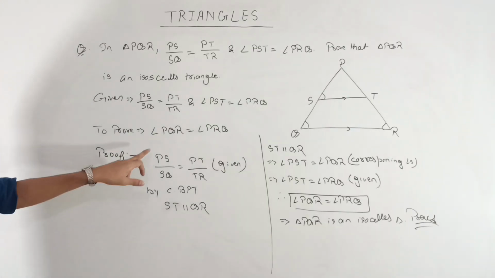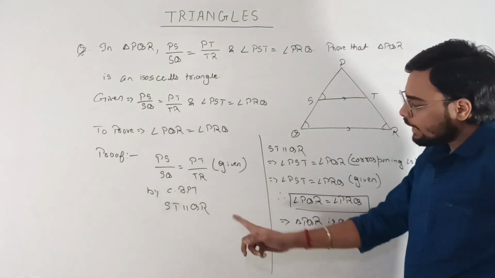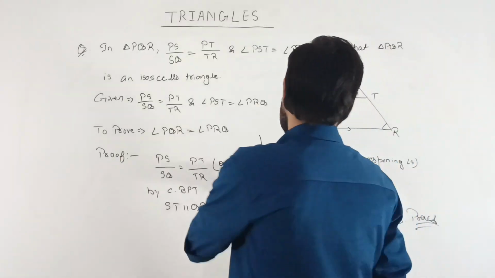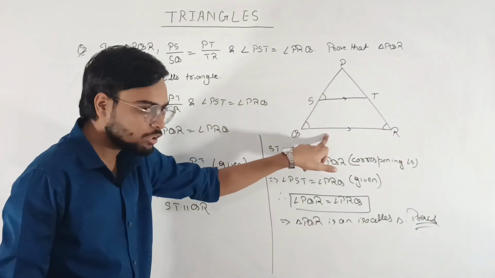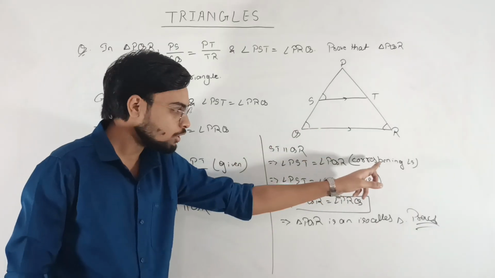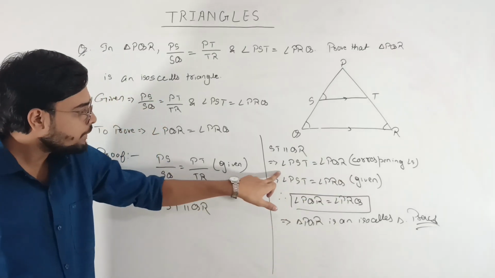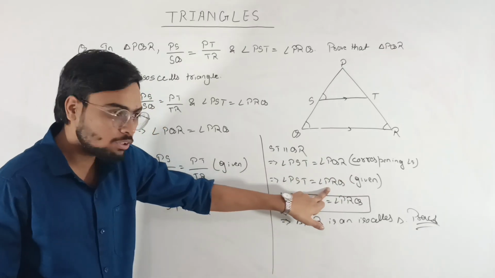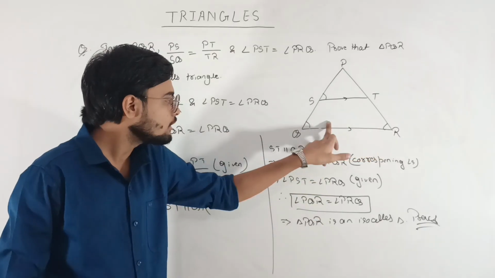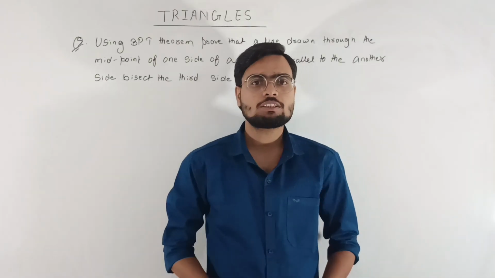So now look, first thing, this one is given PS upon SQ is equals to PT upon TR. Then by converse of BPT, I write ST is parallel to QR. Okay. And then when ST is parallel to QR, then this angle and this angle are equal by corresponding angle. So PST is equal to PQR, corresponding angle. Now PST is equal to PRQ. This one is given. So from this, PST equal to PQR and PST is also equal to PRQ. Then these two are also equal. Therefore PQR is equal to PRQ. Now these two angles are equal. Then our triangle PQR is an isosceles triangle. Okay. Now let's move towards our next question.